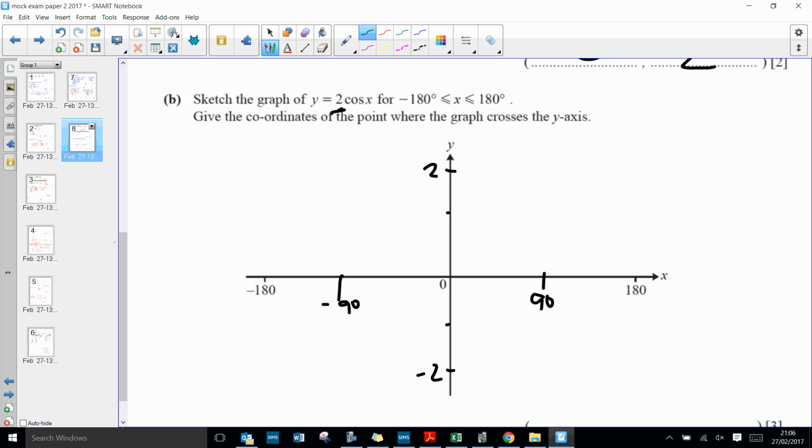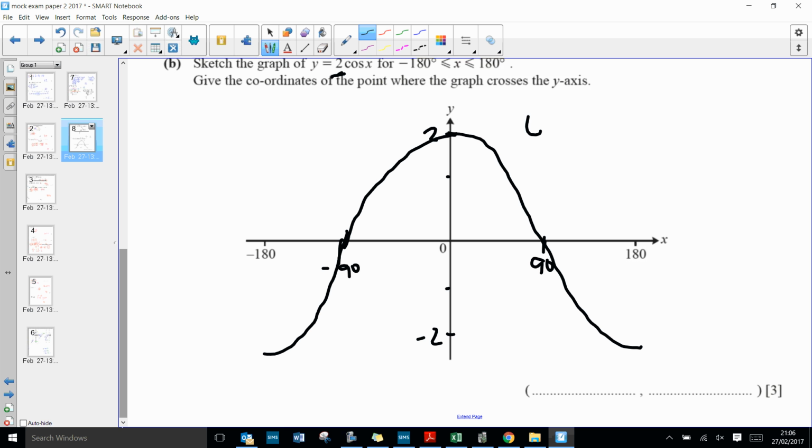So if we would normally go from here to here and then down, and then we carry on going to the right, obviously we know that this one would be doing that. Give the coordinates where it crosses the y-axis again. That's the coordinate 0, 2. That's that paper finished. Oh, 15 minutes, sorry.